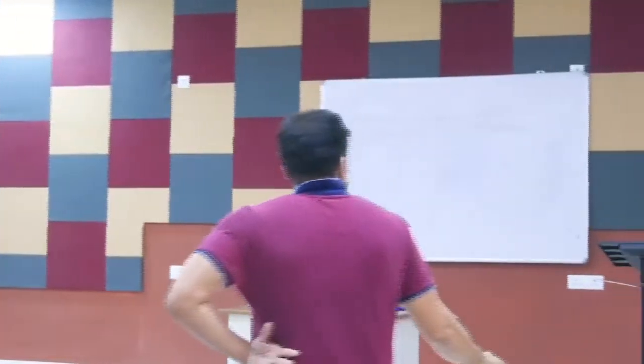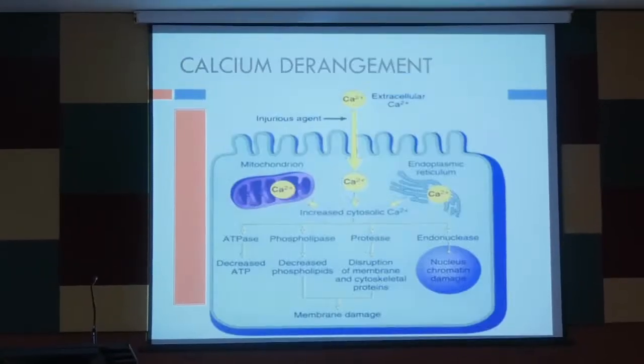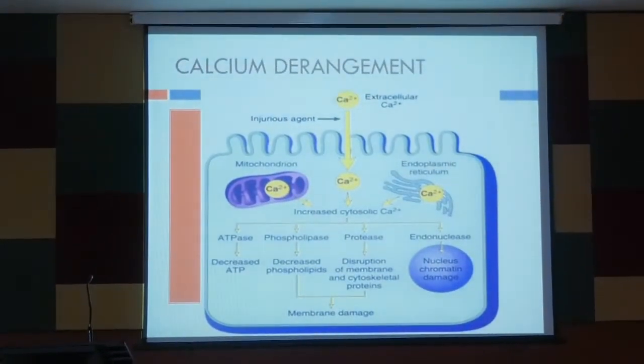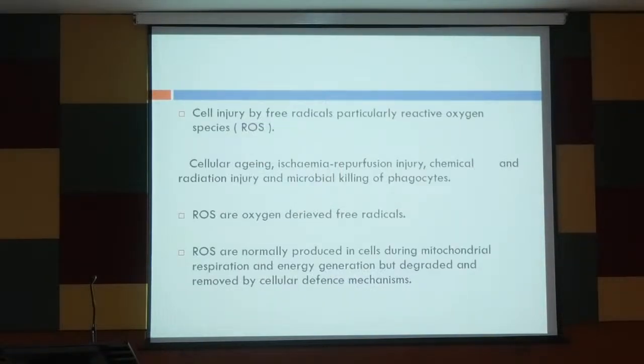So now you know there are three things: ATP depletion, mitochondrial dysfunction, and calcium derangement. And the final one is oxidative stress, free radical formation. What is basically oxidative stress? What are free radicals?